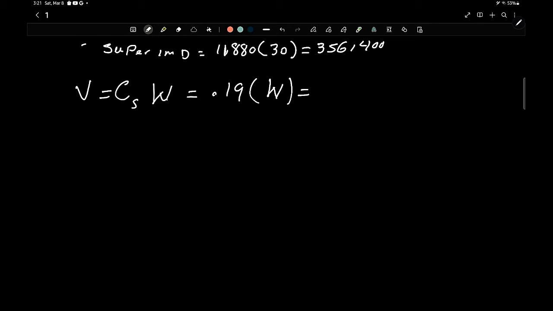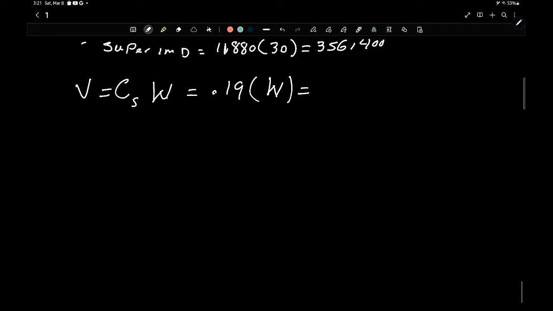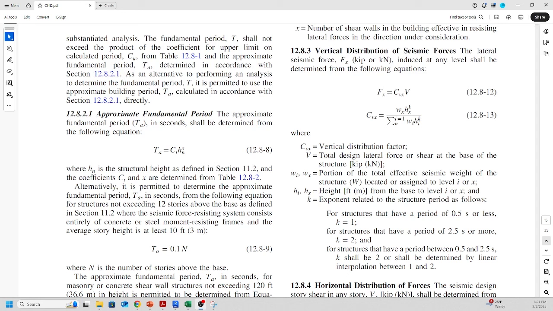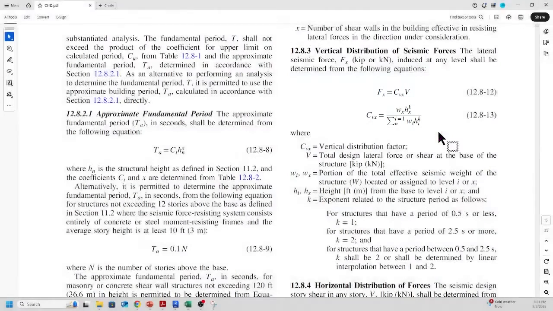All right, the next thing we're going to calculate is the base shear, which is the Cs times the total weight of the building. What I mean by that is if we go to the code itself, let me show you that. What we need to do is, I want to write these two down. Be patient with me. I need that.